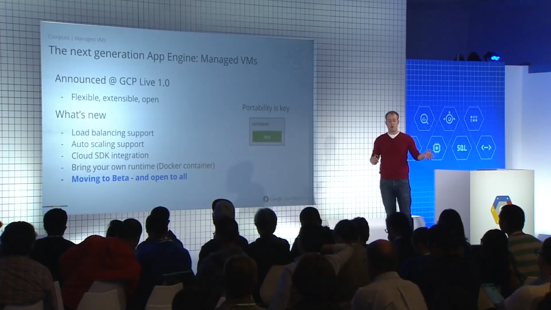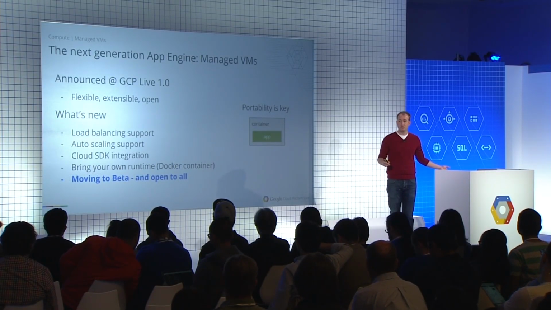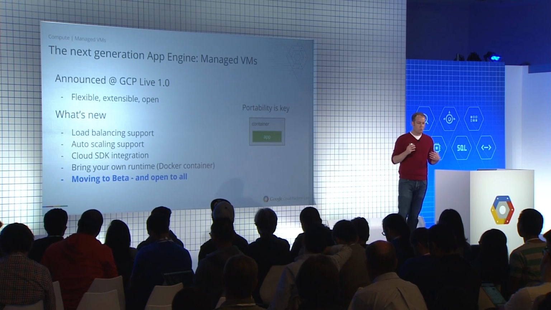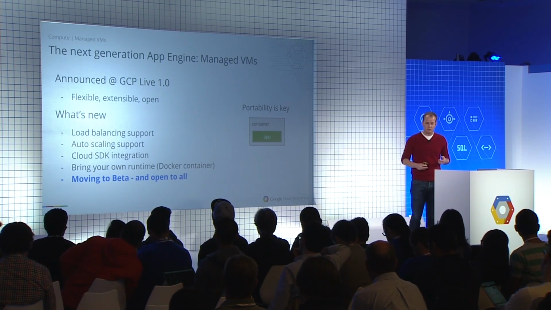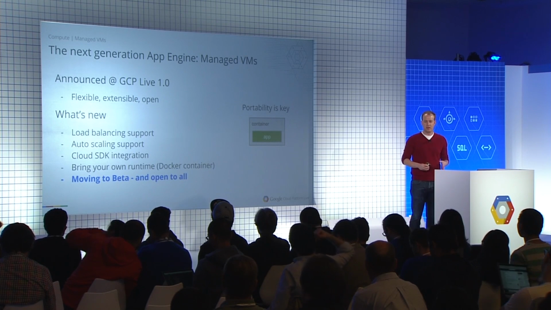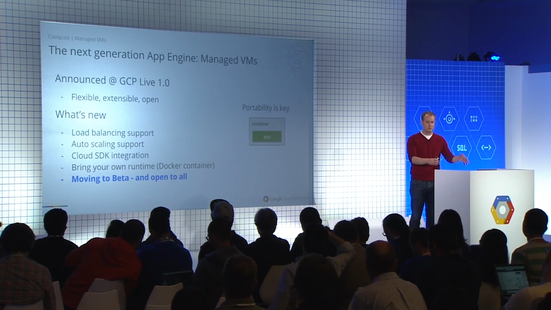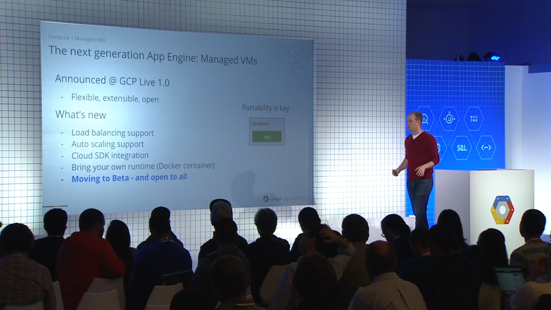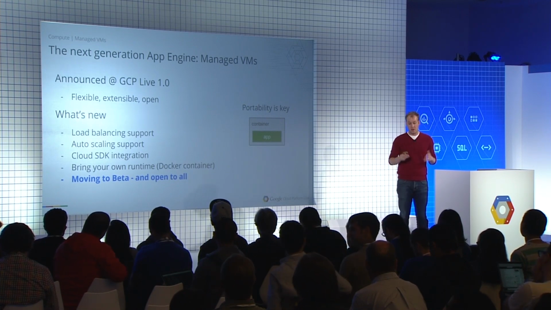So if you want to run Node.js on top of App Engine, you would use Managed VMs in order to do that. And the team's been really hard at work. They've been working on load balancing support for Managed VMs. They added some auto-scaling service. They integrated with our Cloud SDK. And while we had an alpha back at GCP Live 1.0, we are now moving to beta, and Managed VMs will be open to all as of now.